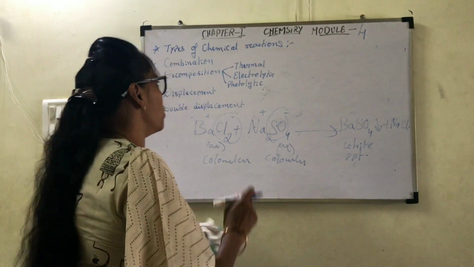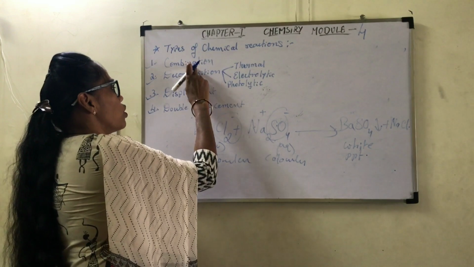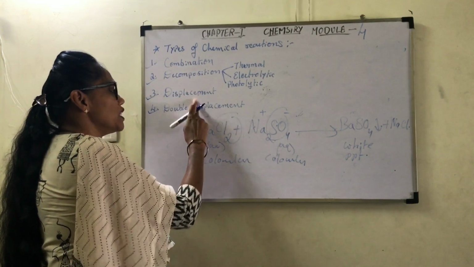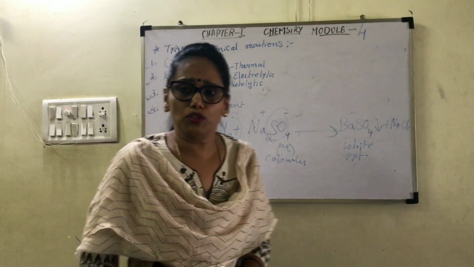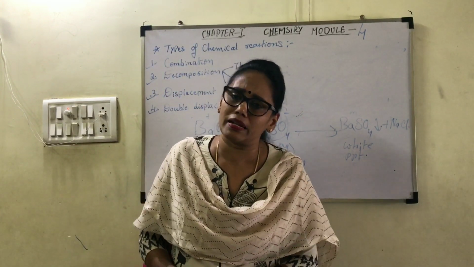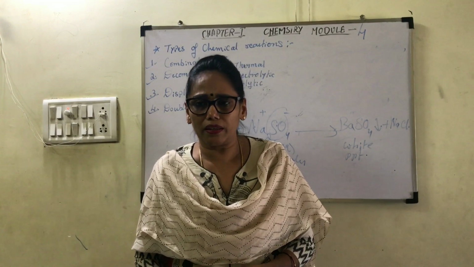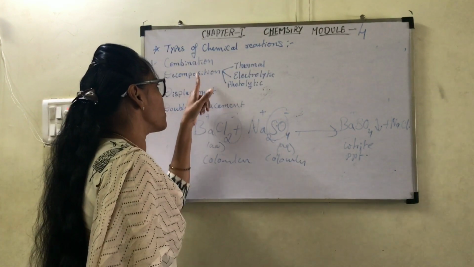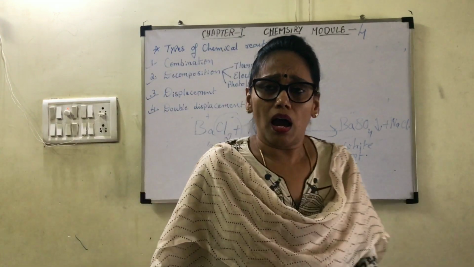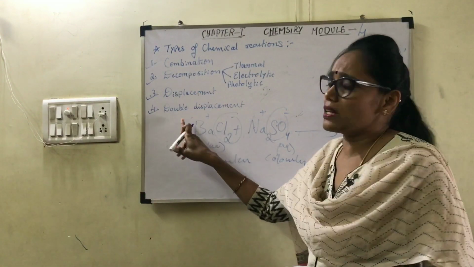Clear, children? So we have studied in this module combination, decomposition, displacement, double displacement and types of decomposition as thermal decomposition, electrolytic decomposition and photolytic decomposition. So your assignments are, let me repeat, two differences between combination and decomposition and two differences between displacement and double displacement.